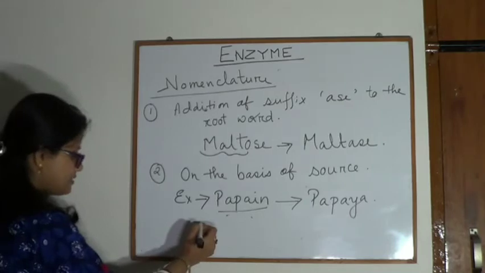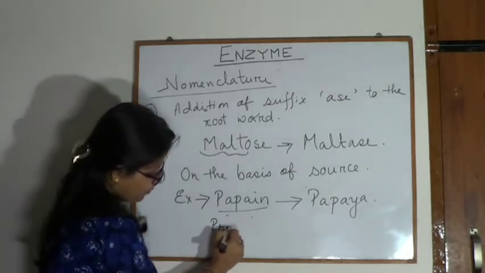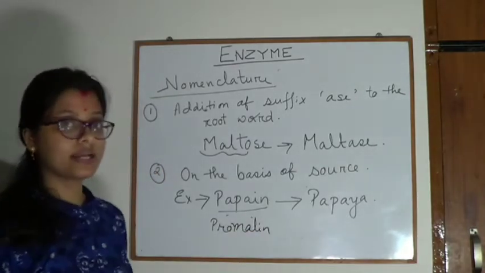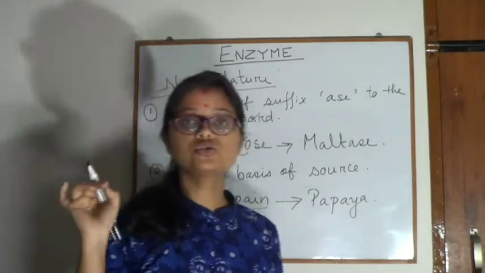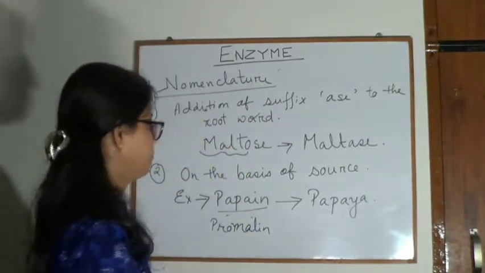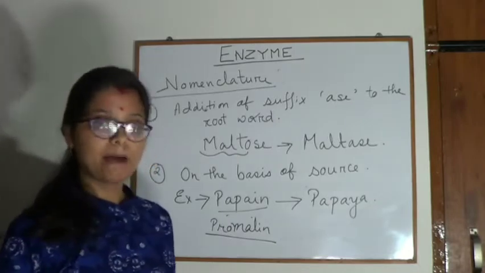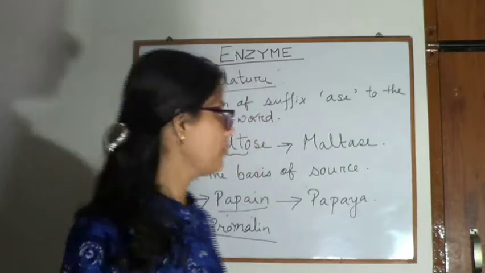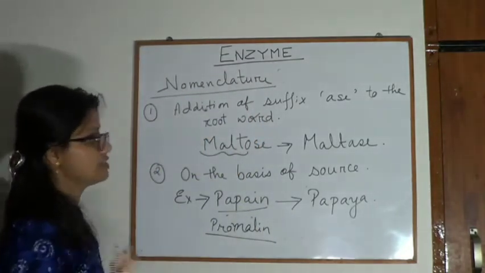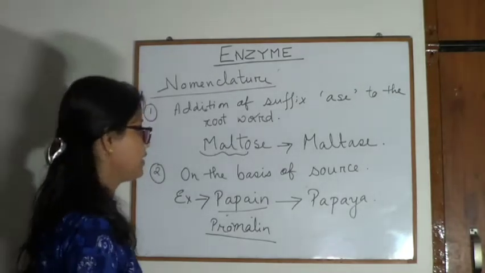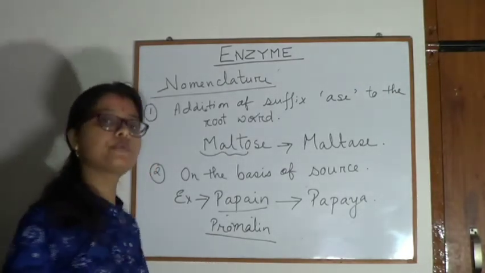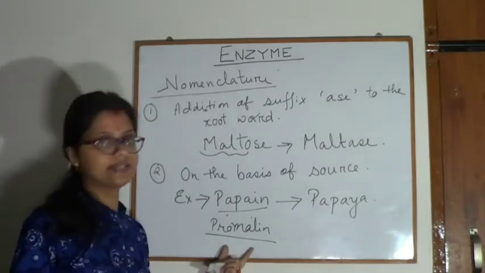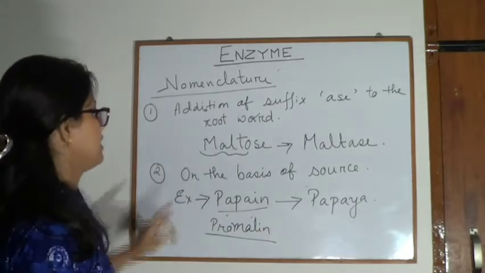Then another example is bromelain. Bromelain is one kind of enzyme, and the source is pineapple, which belongs to the family Bromeliaceae. So the enzyme is known as bromelain. On the basis of the source, the names bromelain and papain have been given. So this is the example.